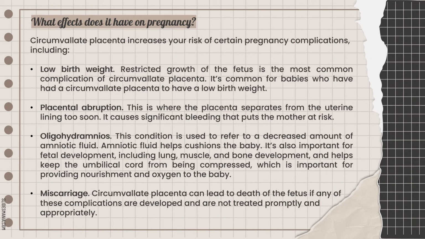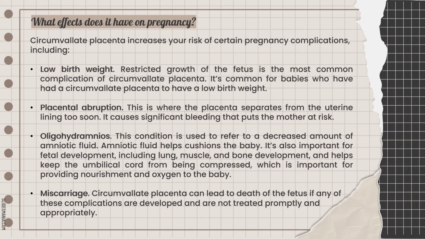Oligohydramnios. This condition refers to a decreased amount of amniotic fluid. Amniotic fluid helps cushion the baby. It's also important for fetal development, including lung, muscle and bone development, and helps keep the umbilical cord from being compressed, which is vital for providing nourishment and oxygen to the baby.